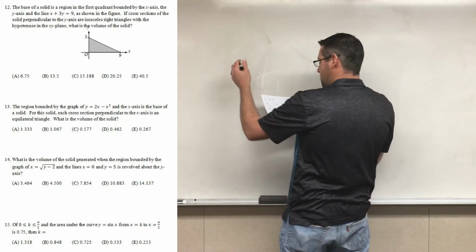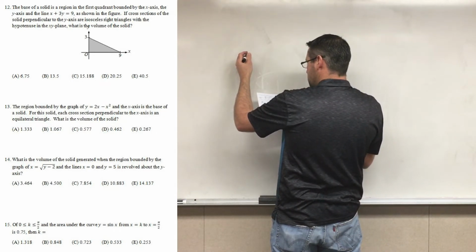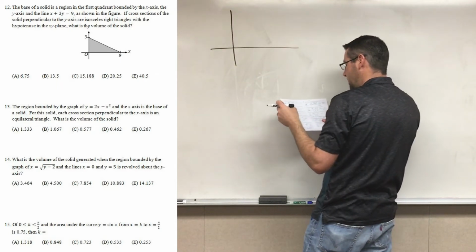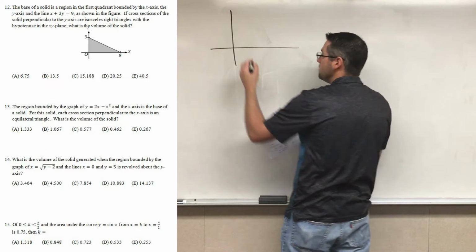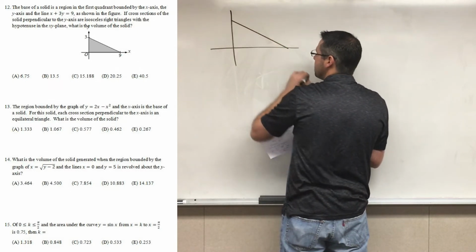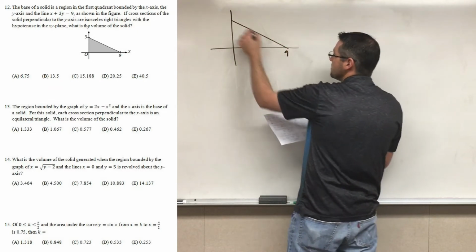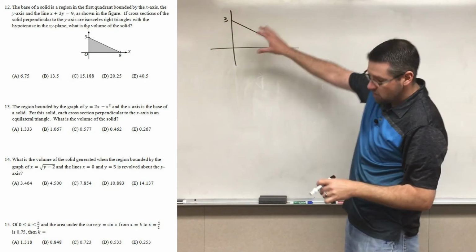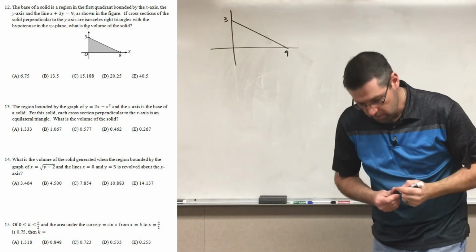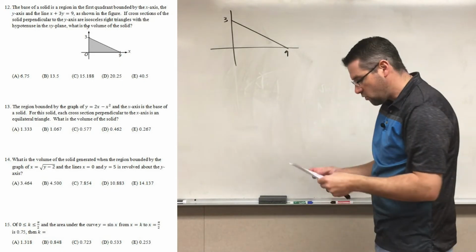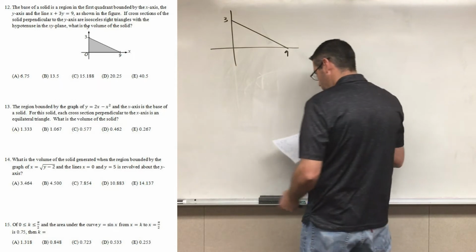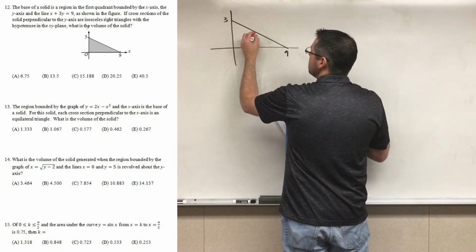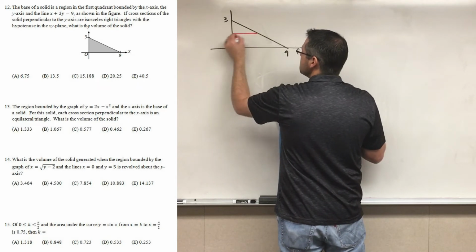The base of a solid is a region in the first quadrant bounded by the x-axis, the y-axis, and the line x plus 3y equals 9. And if you look, it actually gives us the graph here, and it gives us our x-intercept. So that makes it a little bit more convenient. It says that is the base of a solid, which means we're going to be talking about volume here. And it says that the cross sections of the solid are perpendicular to the y-axis this time. So we're going this way.